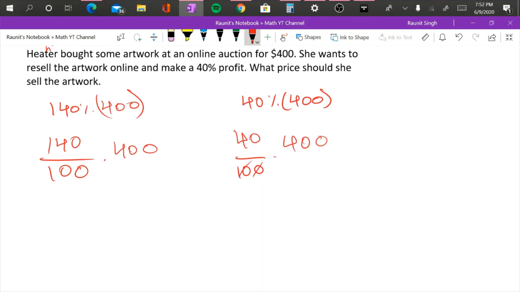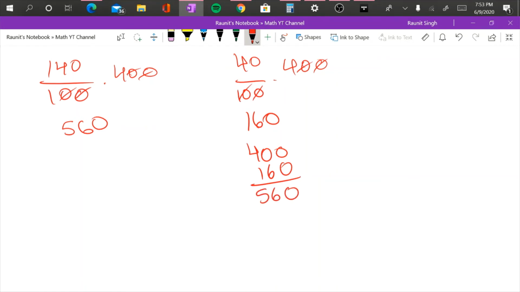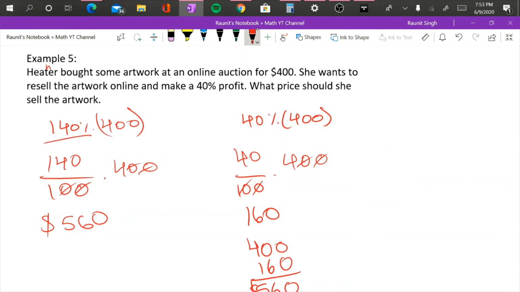And then we're going to cross out the zeros. So on this one we have 14 times 4, which is going to be 56. But we have a 0 with the 140, so then we're going to add a 0, and this is going to be 160. So then, remember, we have to add it to the $400, and if you've already done the mental math, then you can probably figure out that 400 plus 160 is $560, which is exactly what I got when I did the 140% times 400.